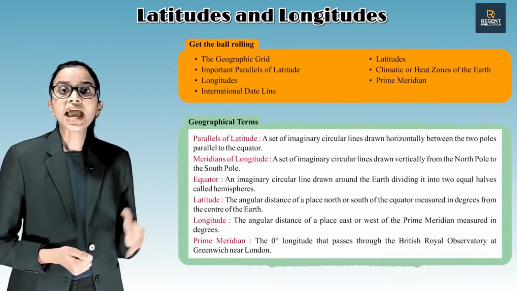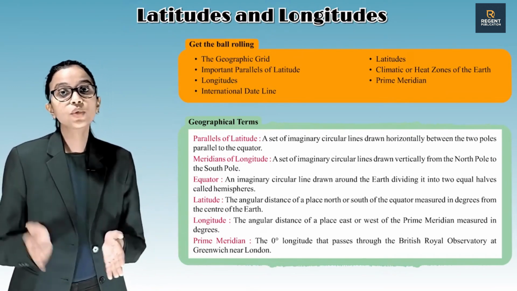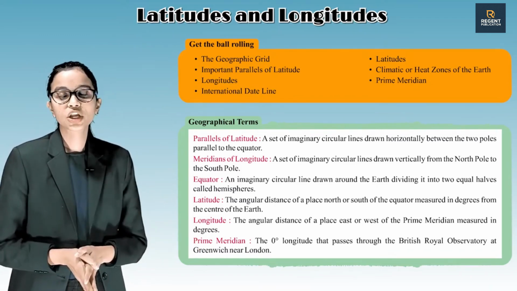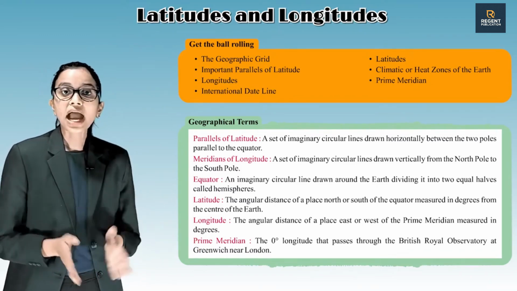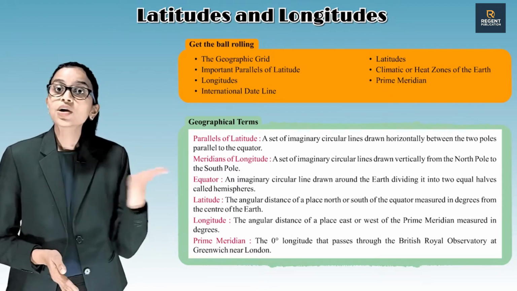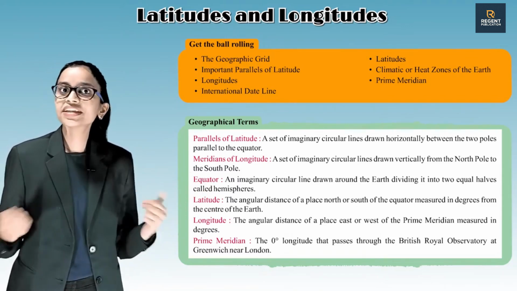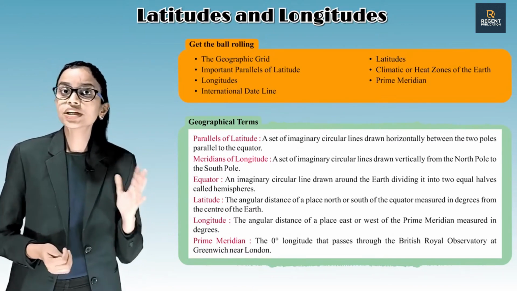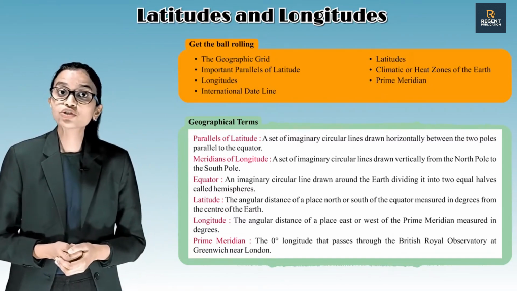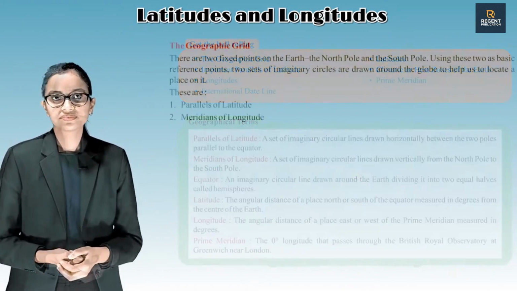Latitude: the angular distance of a place north or south of the equator, measured in degrees from the center of the earth. Longitude: the angular distance of a place east or west of the prime meridian, measured in degrees. Prime meridian: the 0-degree longitude that passes through the British Royal Observatory at Greenwich near London.